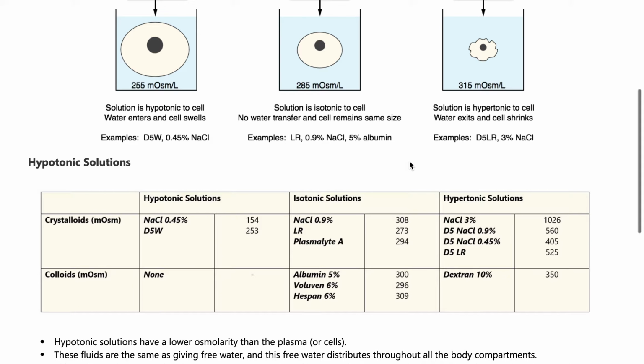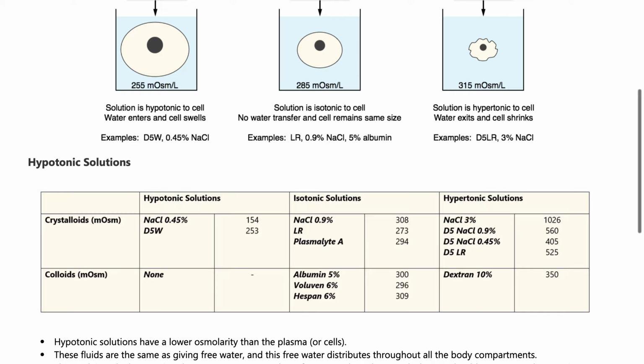An example of a crystalloid hypotonic solution is half sodium chloride, so 0.45% sodium chloride, which has an osmolarity of 154. There's also D5W, which has an osmolarity of 253. Compare this to 285, and these are both hypotonic. Next are isotonic crystalloids. These include normal saline, so 0.9% sodium chloride, with an osmolarity of 308. There's also lactated Ringer's with an osmolarity of 273 and Plasma-Lyte A with an osmolarity of 294.